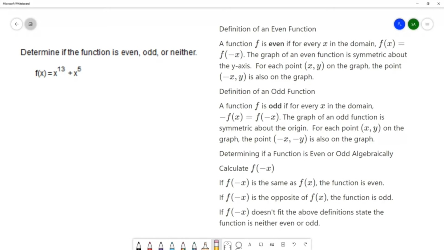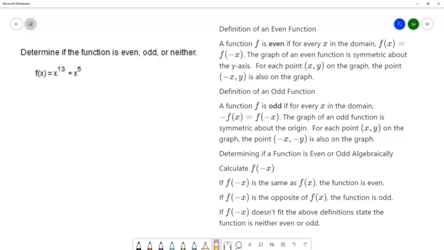For a function to be odd, we have this definition. A function f is odd if for every x in the domain, negative f of x is equal to f of negative x. And these symbols are a way of telling us that the graph of an odd function will be symmetric about the origin.